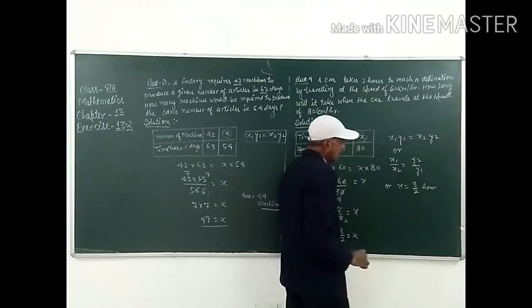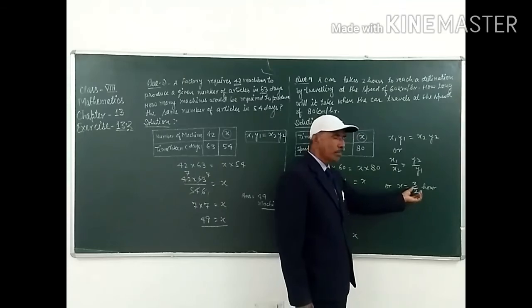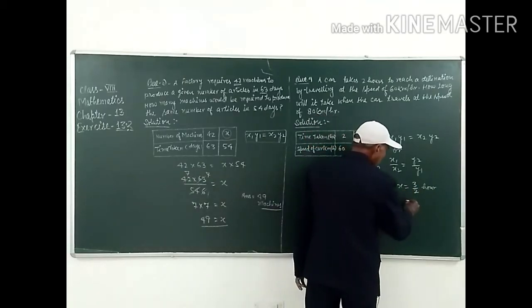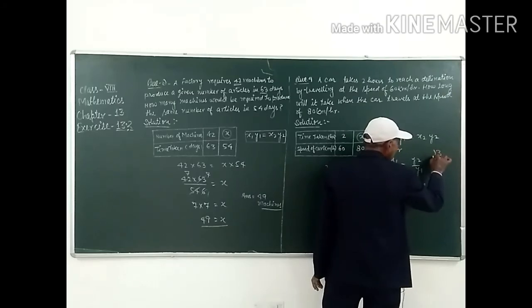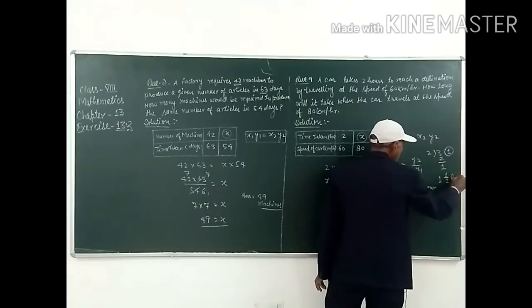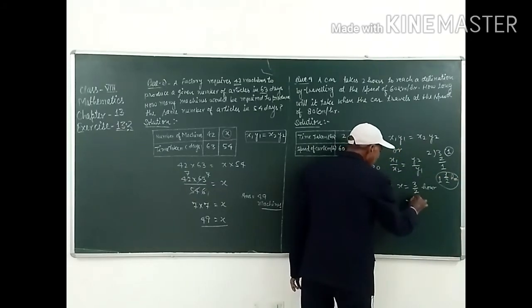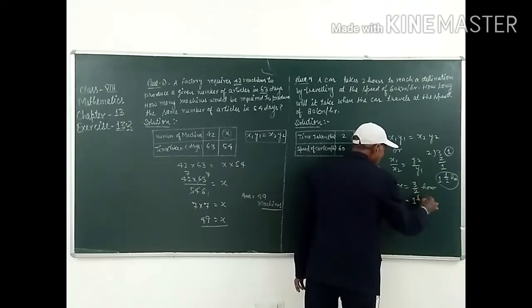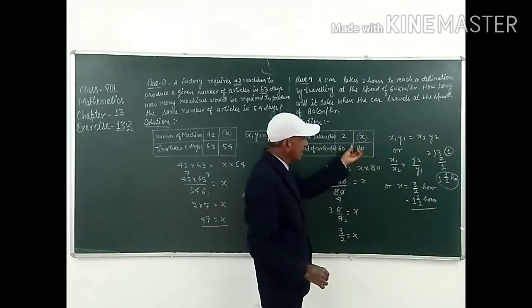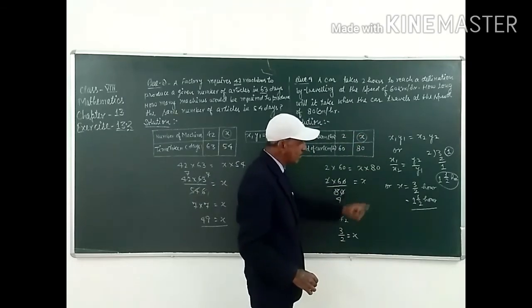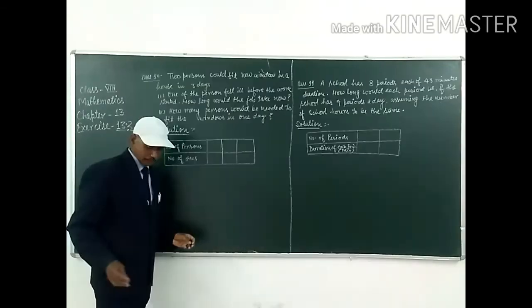It will take 3 by 2 hours. So we can write it as a mixed fraction. 3 by 2 is equal to 3 divided by 2, that is, 2 goes 1 time and the remainder is 1. So we can write this as 1 whole 1 by 2 hours. Clear, students? So we can write here 1 whole 1 by 2 hours, or we can read it as 1.5 hours. So if speed increases, then it will take less time. The answer will be 1.5 hours.